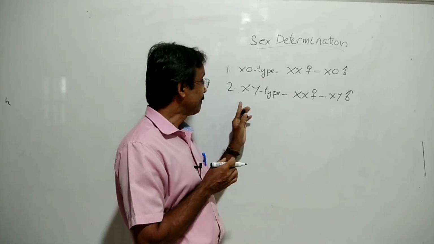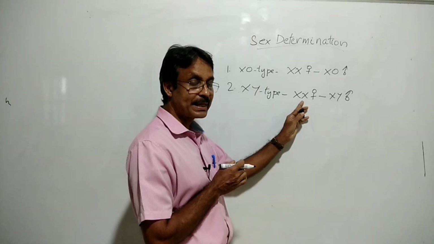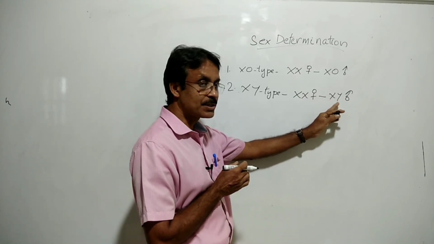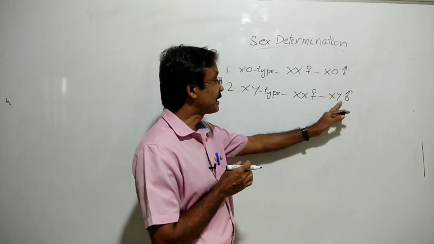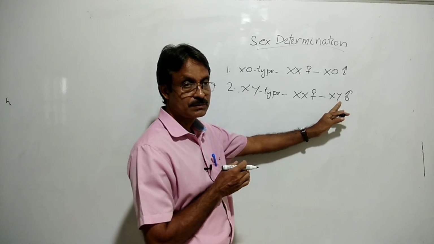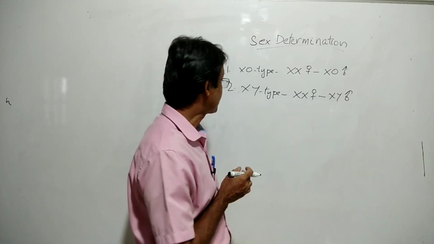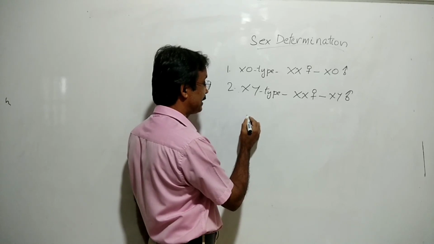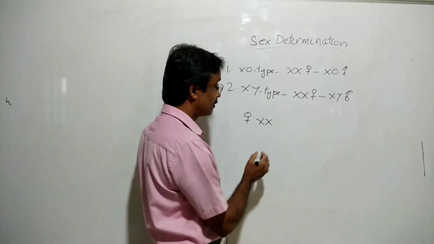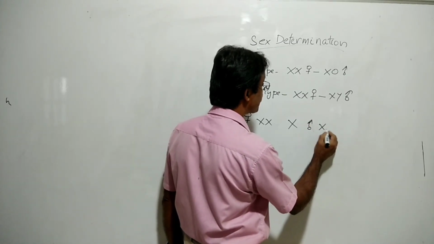In this, the female possesses two X chromosomes, or one pair of X chromosomes, but the male possesses only one X and another small chromosome known as the Y chromosome. Y chromosome is a small chromosome. Thus, in this type, the female is with XX sex chromosomes and the male is with XY chromosomes.